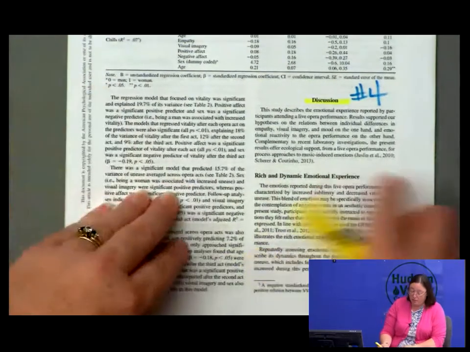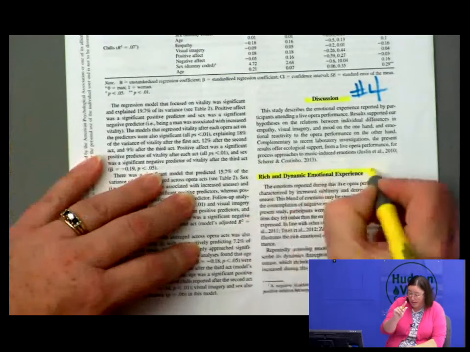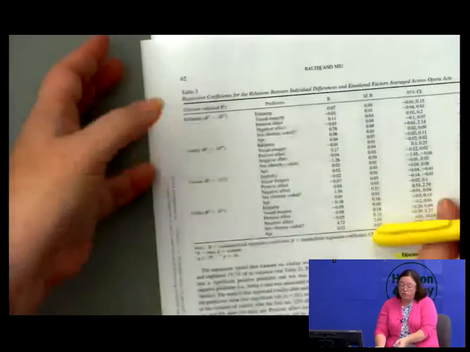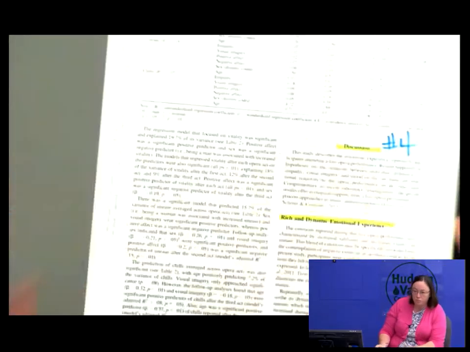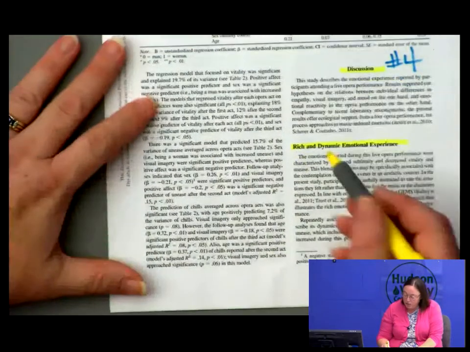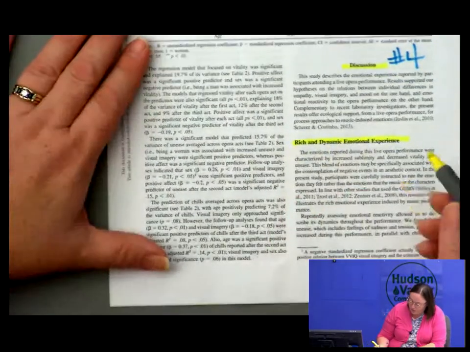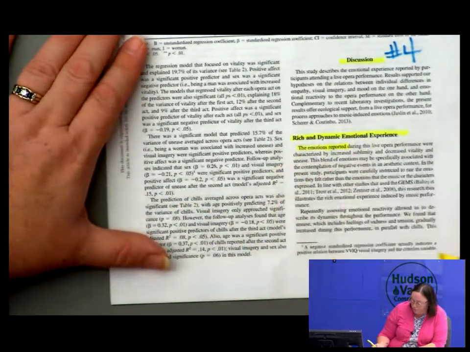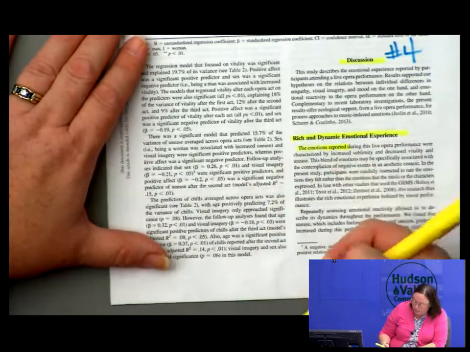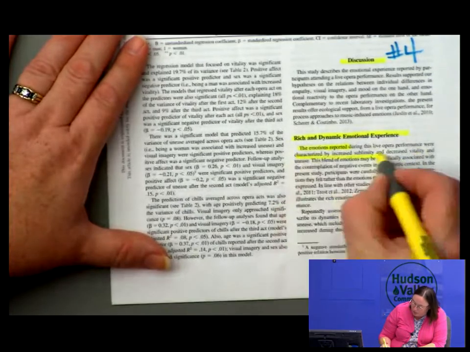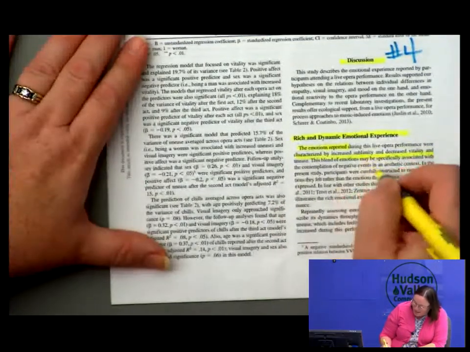So this is the first subheading. So this is still part of number 4, and we'll come back to it in a second. And there's another subheading, traits in mood and music. So in order to answer number 4 for this article on people who saw Madame Butterfly and their emotional response, you would need to look under the subheadings here. And right here, there's one of the key words, the emotions reported. That indicates a finding. Here, it's the emotions reported during this live performance were characterized by increased sublimity and decreased vitality and unease.